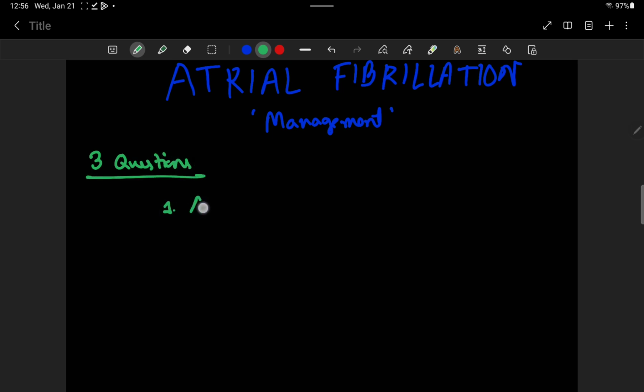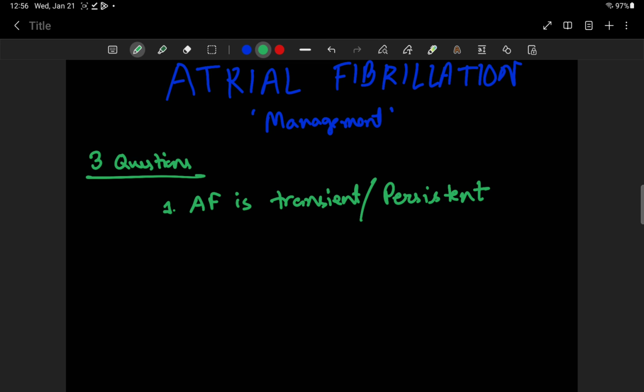The first is whether the AF is transient, that is, it is there for a small amount of time, or it is persistent. In transient we can say it is paroxysmal, a small episode of less than 7 days, but for longer periods it is persistent.